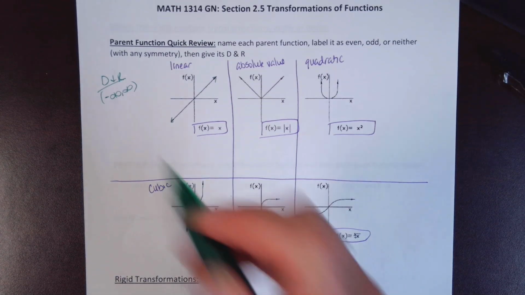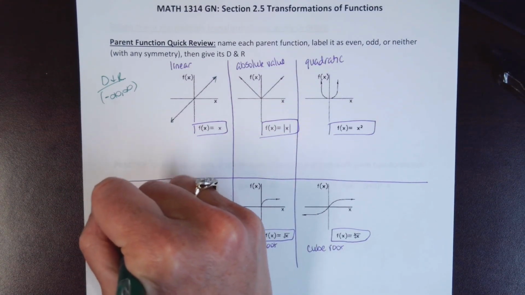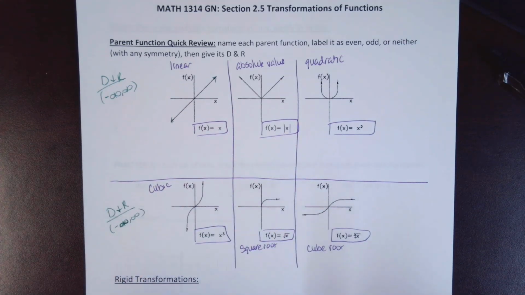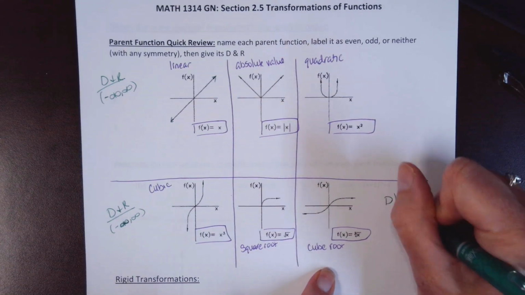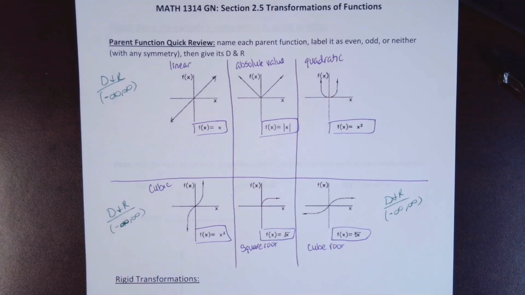My cubic function also has domain and range of all real numbers, and that's not supposed to be a fancy tail in the middle of my infinity sign. I just do that, not on purpose. And the cube root function, domain and range, are all real numbers. Negative infinity to positive infinity, always list those least to greatest.